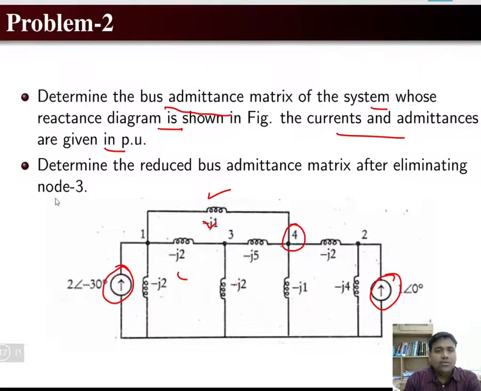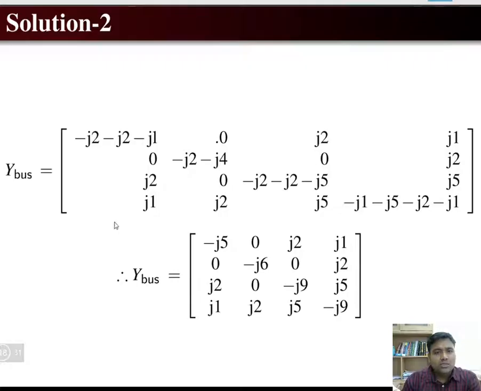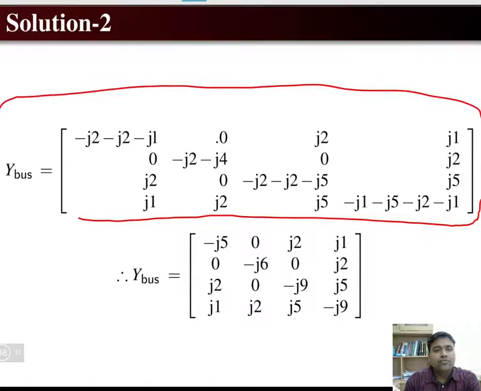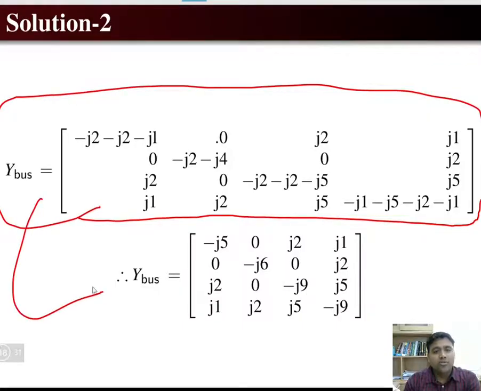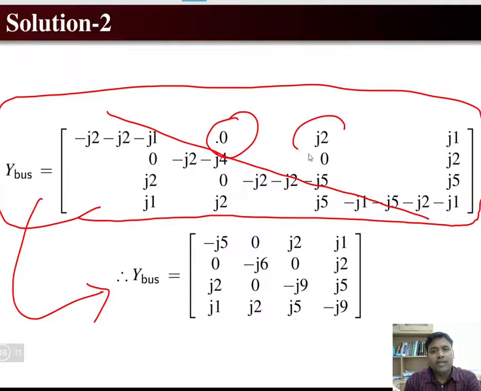Now again we have to eliminate the node 3. So the size of the matrix will be 3 cross 3 because one of the nodes is reduced. Now, similarly, following the inspection rule with guidelines 1 and guidelines 2, we have to form the Ybus matrix. So for the Ybus matrix, first we will obtain all the diagonal elements, and then we will obtain the off diagonal elements.